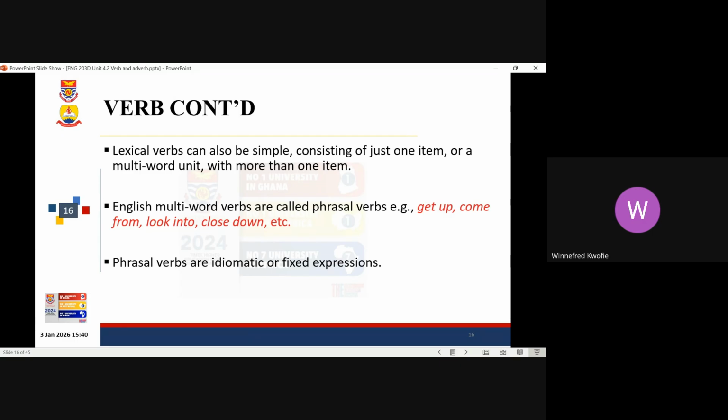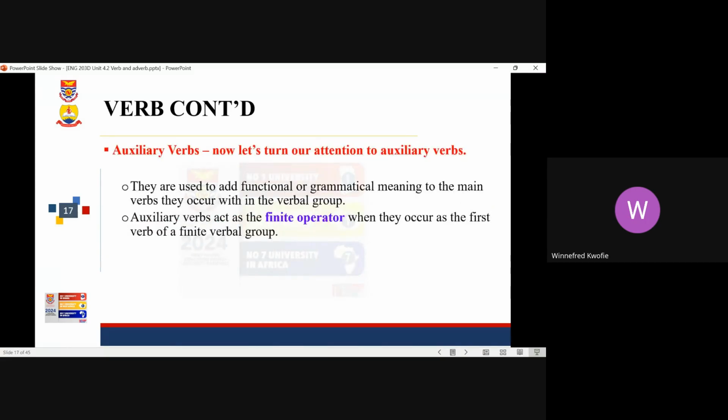Okay. So when you talk of the lexical verbs, we are talking about the verbs that have content meaning. The lexical verbs can appear alone, or they can be made up of single verbs, or they can be made up of multi-word verbs, in which case we often refer to them as phrasal verbs. And most phrasal verbs have idiomatic meanings, or they are fixed expressions.